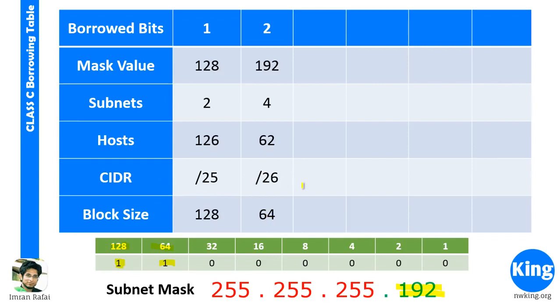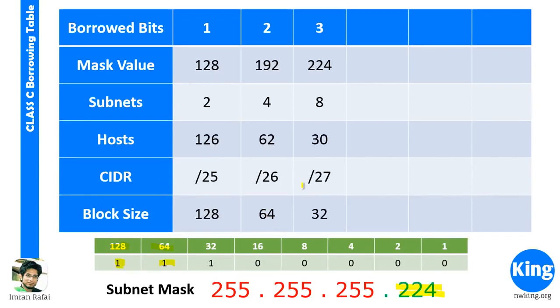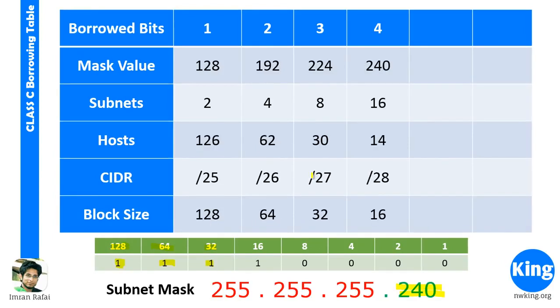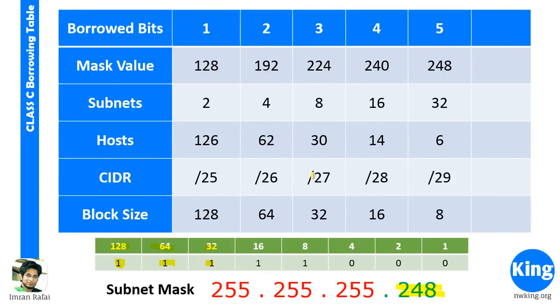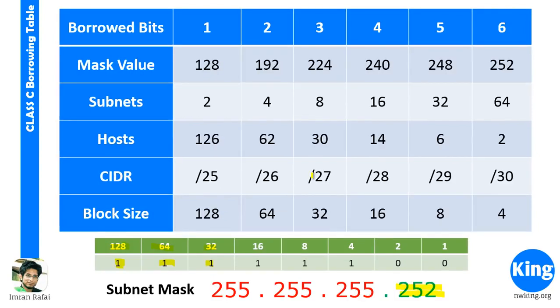CIDR is /26. Similarly, for 3 borrowed bits, the mask value is 224, as you can see on the bottom of your screens. That is also got by adding wherever you have 1, so 128, 64, 32 is 224. 8 subnets, hosts is 32 minus 2 is 30, CIDR is /27, and the block size, you see the last bit's value, 32 is the block size. So similarly, 4 bits is this, 5 bits if you borrow this, 6 bits if you borrow this is the value.